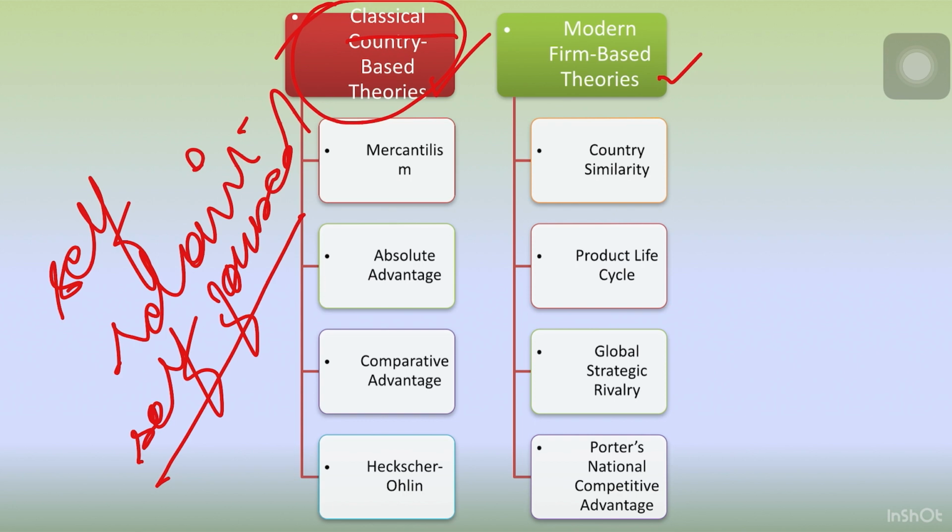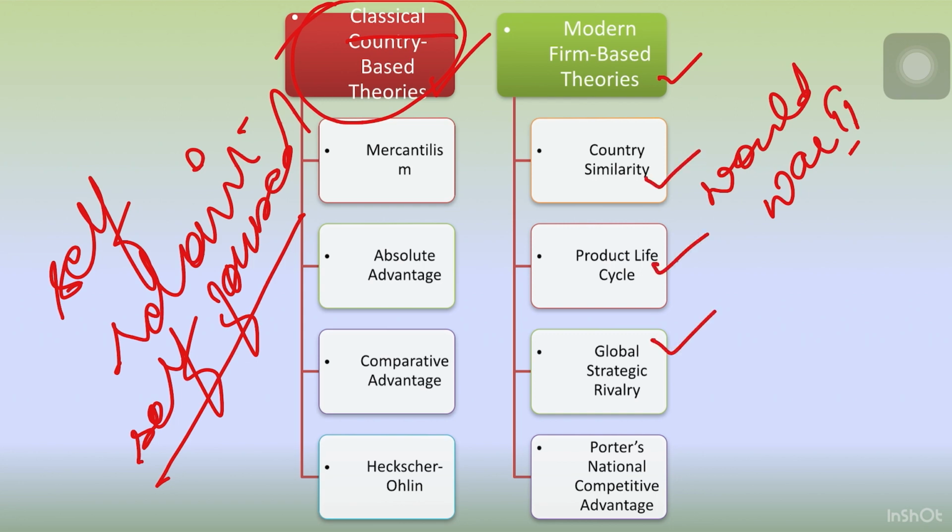And the modern firm-based theory came up after World War II, right? After World War II, when the internationalization started, MNCs started coming in, then these theories were proposed. We are going to discuss all these theories one by one.